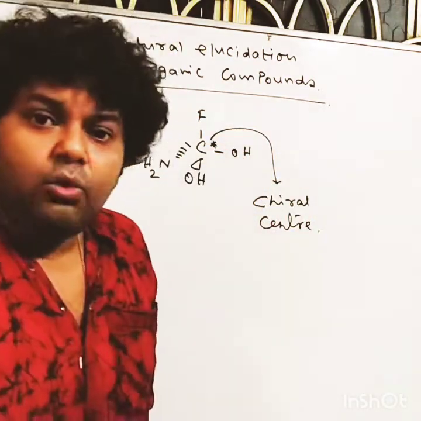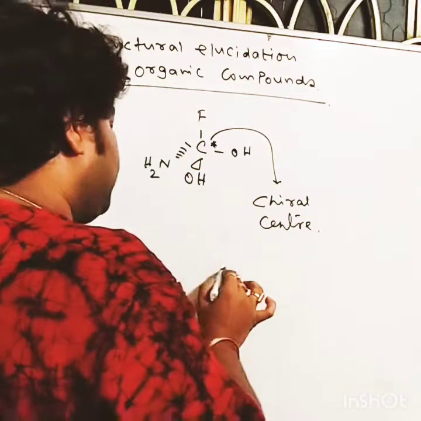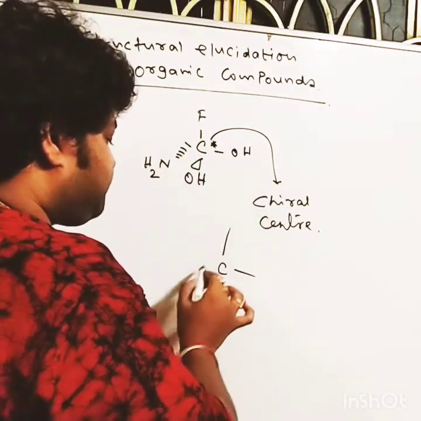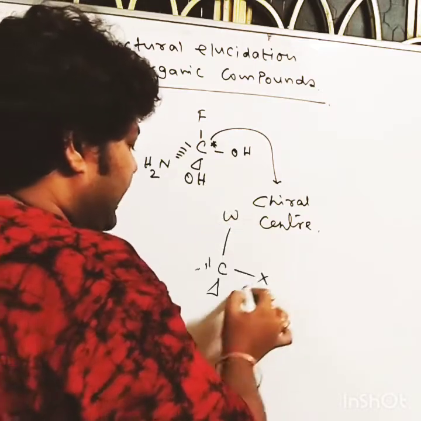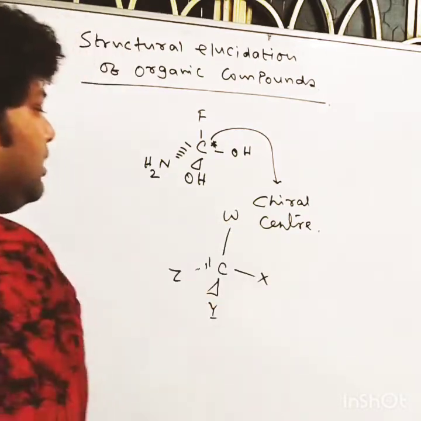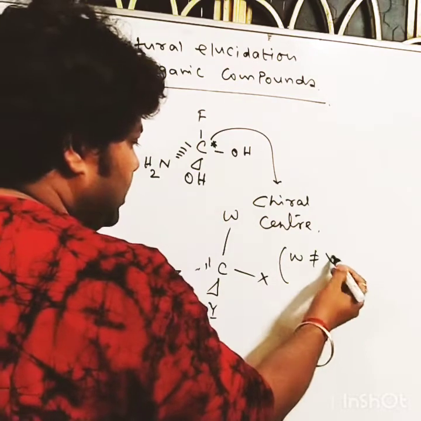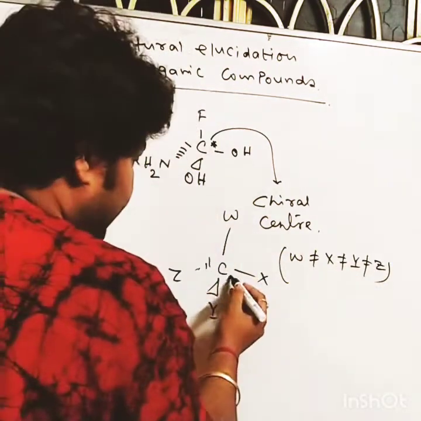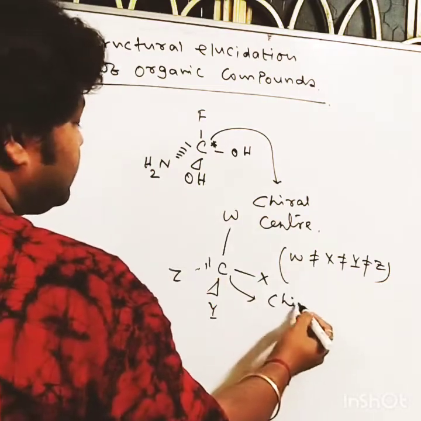Chiral center. What is a chiral center? Suppose with a carbon, if all four different groups are connected, like W, X, Y, Z, where W is not equal to X, not equal to Y, not equal to Z, that is a chiral center. So this is a chiral center.